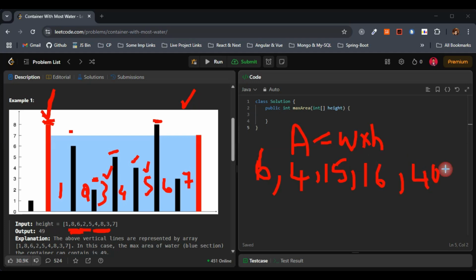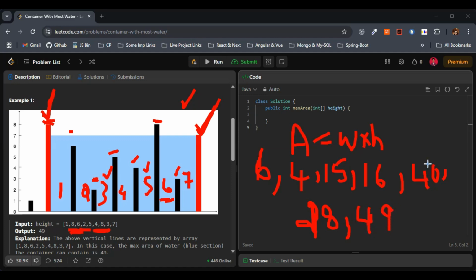The same goes with the next one. We have 3, and the width here is 6. 3 into 6 is 18. The last one has a height of 7, and the width is 7. Height into width, 7 into 7 is 49 in this case.